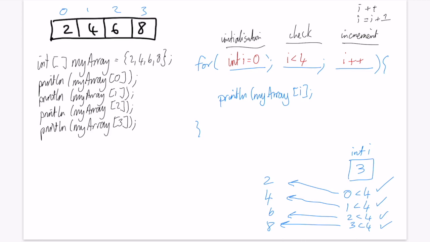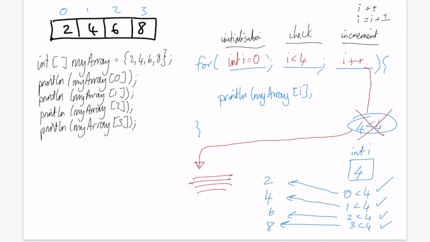Now, after 3 comes 4, as far as I know. Is 4 less than 4? No. So 4 is not less than 4. In that case, we skip from my counter right the way down. I've done that check, and I'm going to continue on with whatever code is written underneath here.